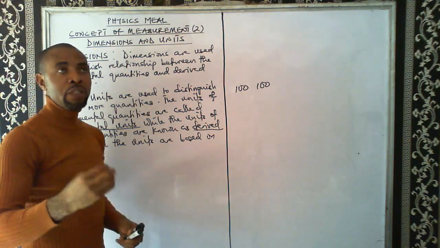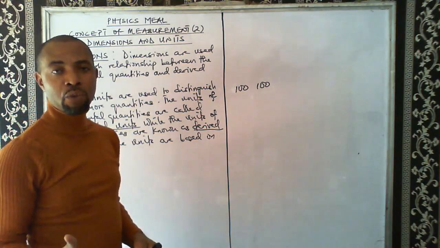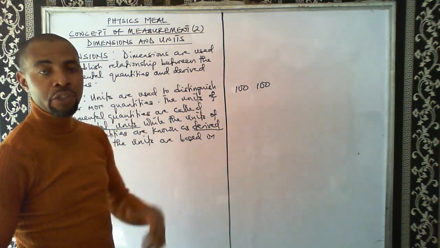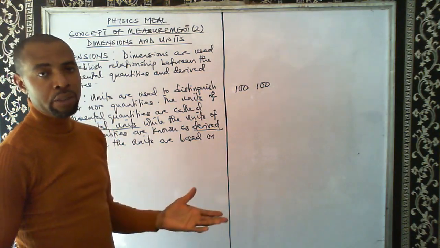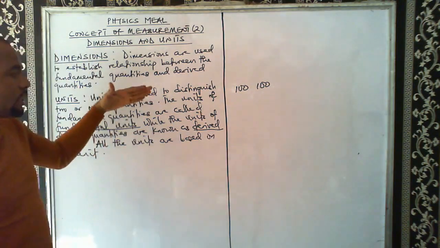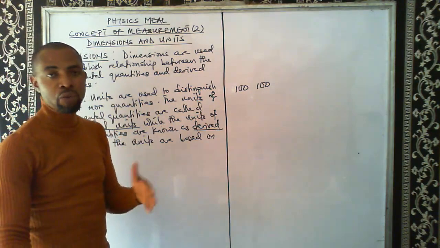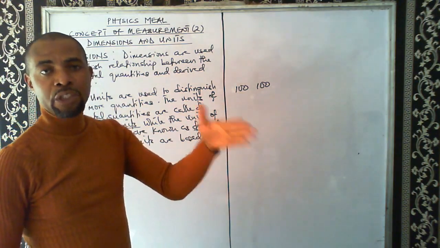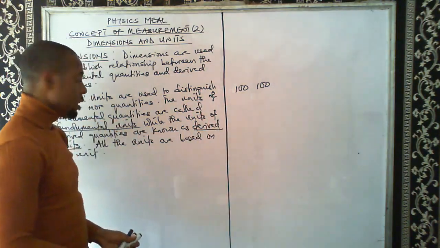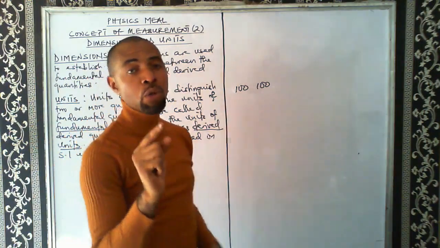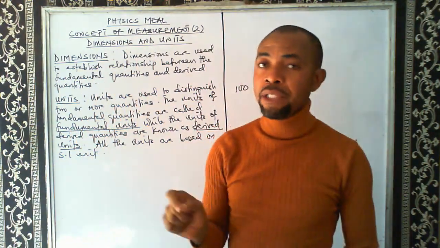Remember, the units and dimensions of the fundamental quantities are used in obtaining the units and dimensions of the derived quantities. So you now see that once you know the units and dimensions of the fundamental quantities, then you can easily obtain the units and dimensions of the derived quantities. But before we look at that table, it's important to note that not all quantities have dimension.